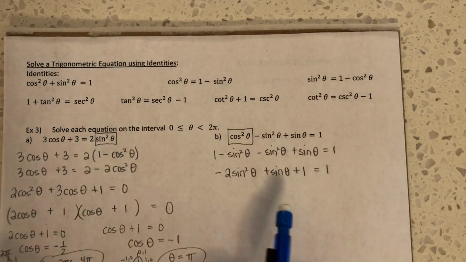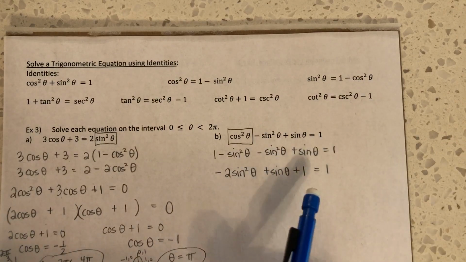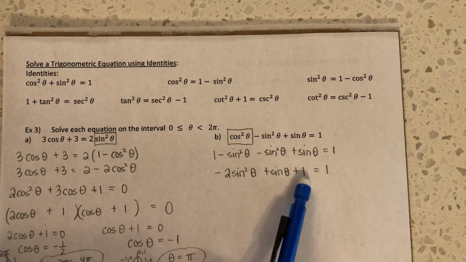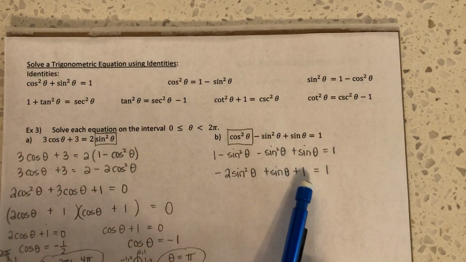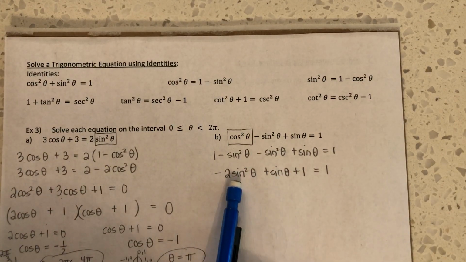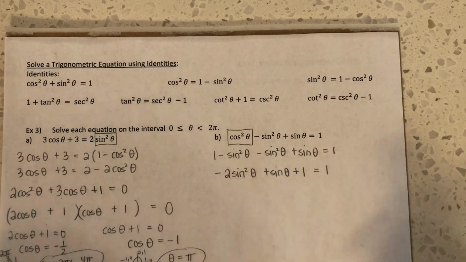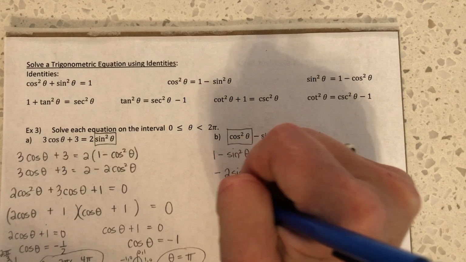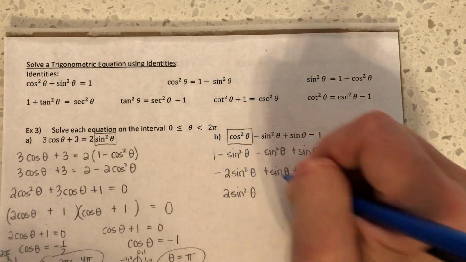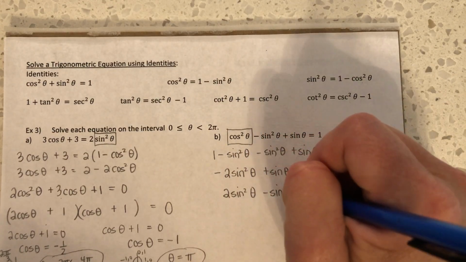Well, if I'm going to use factoring, I want to get everything on one side set equal to 0. So could I minus the 1? Yes, and then I could always factor out a negative. But because I have to move everything anyway, I'm just going to add this over, minus this and minus this, to get it equal to 0. All right, so if I add that over, that's going to become 2 sine squared theta minus sine theta.